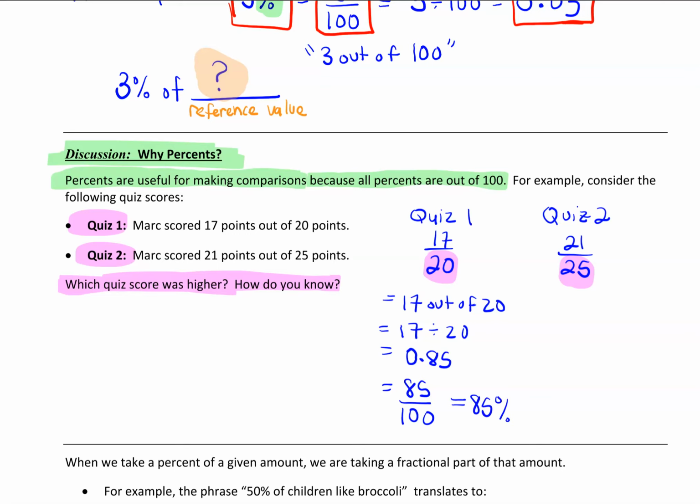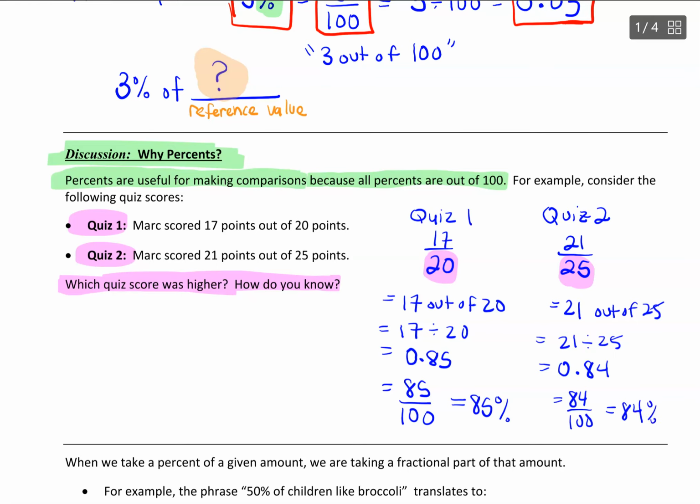And let's do that same thing to quiz 2. If I got 21 points out of 25, if I divide numerator by denominator, that's going to give me 0.84. That's read as 84 hundredths, 84 out of 100. That's 84%.